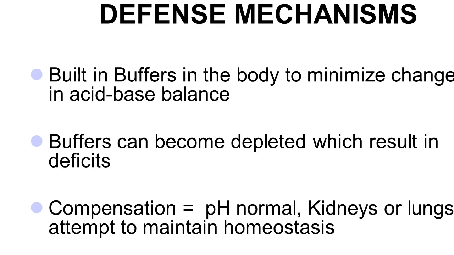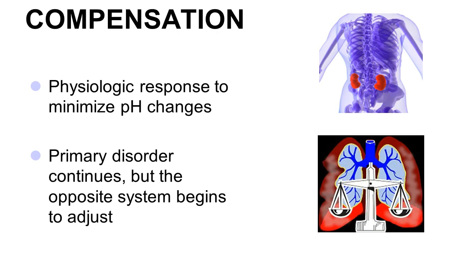Then we think about compensation to get that pH to a normal range, by the opposite system that's not causing the initial problem. Kidneys or lungs will attempt to maintain homeostasis. The word compensation, when we're talking about ABGs, refers to that physiological response to minimize those pH changes, to really keep that range in the normal area, 7.35 to 7.45. The primary disorder may continue, but that opposite system begins to adjust.